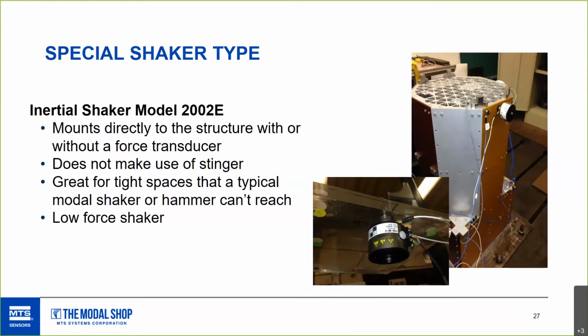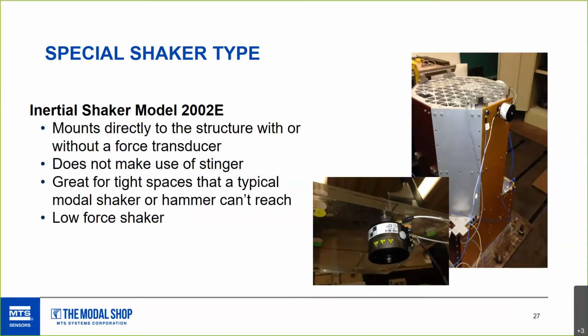I think kind of an honorable mention, so to speak, is called an inertial shaker. It's a little different than the shakers we've been talking about relative to the stingers so far, in that it mounts directly to the structure. So no stinger involved necessarily. You can mount it directly to the structure as the shaker, or you can mount a force transducer in between the shaker and the structure.